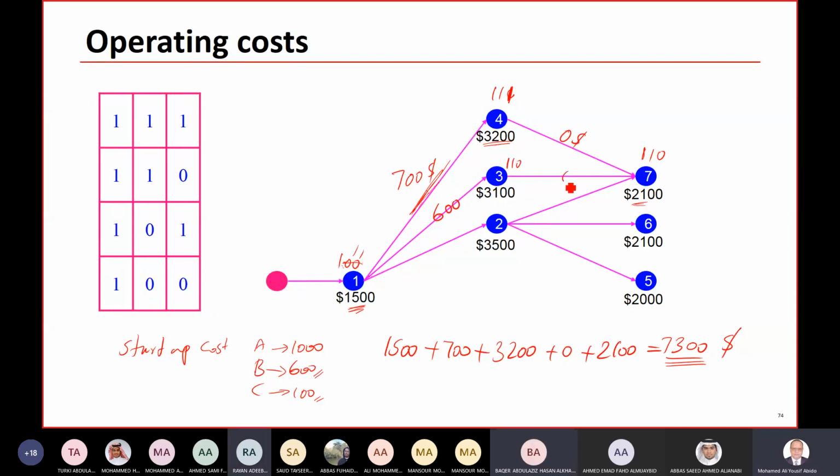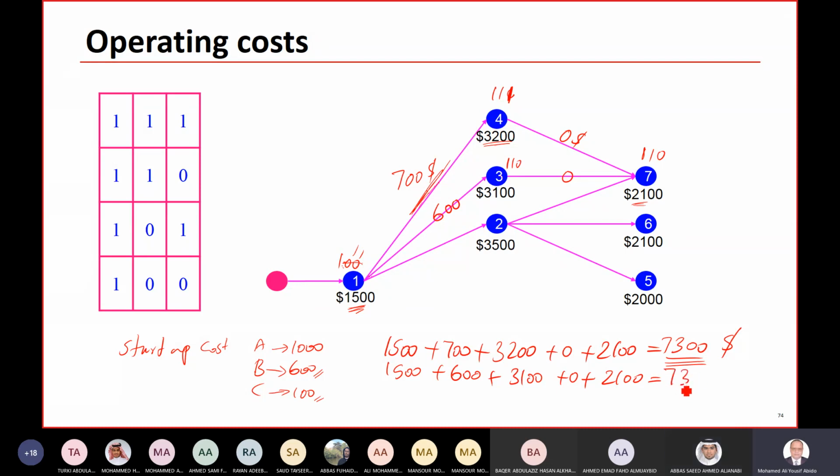Okay, so you can say this is 1,500 plus 600 plus 3,100 plus 0 plus 2,100. So this gives you how much? 7,300.